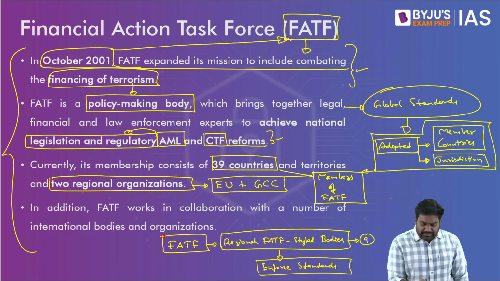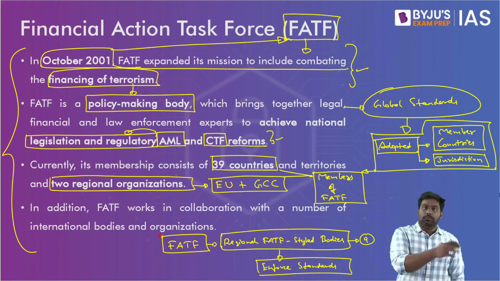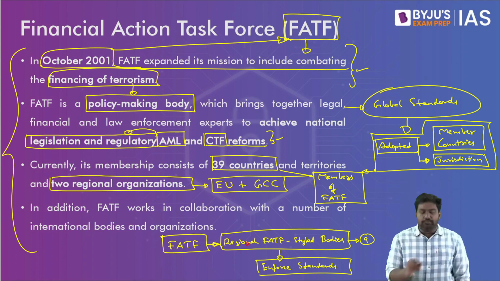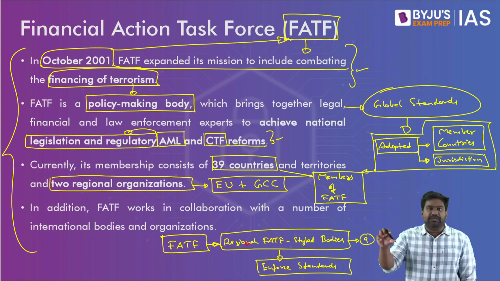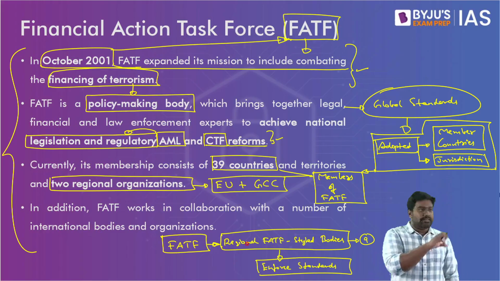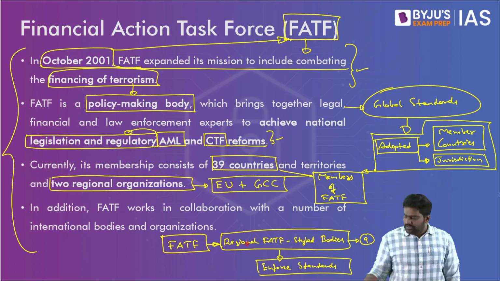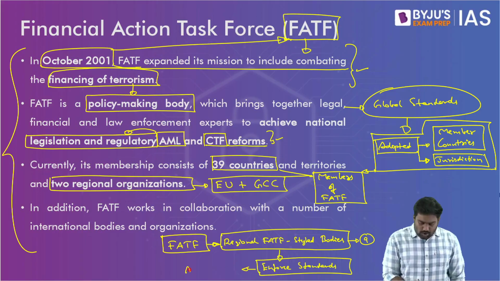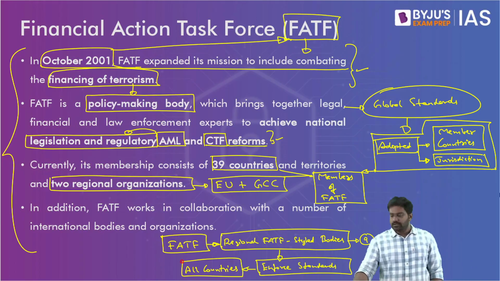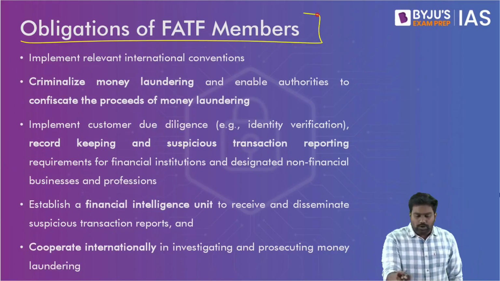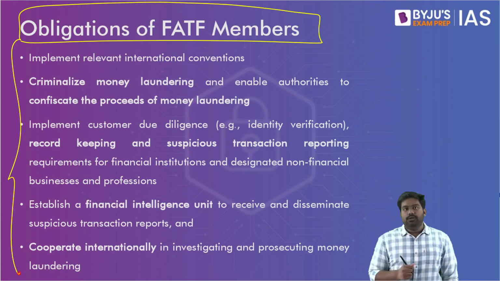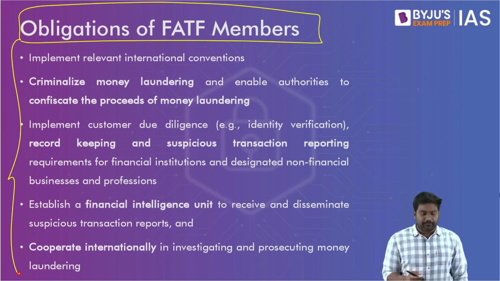Apart from your main FATF, which is in Paris, right? That is the global organization. It works with regional bodies, regional FATF styled bodies. Like for Asia Pacific, there is one FATF styled body. For Africa, there will be one. For Latin America, there will be one. So there are around 9 FATF style regional bodies which enforce the standards on all the countries and jurisdictions. Is that clear? So let us see what obligations exist on FATF members. What are they expected to do? What are the other jurisdictions expected to implement?